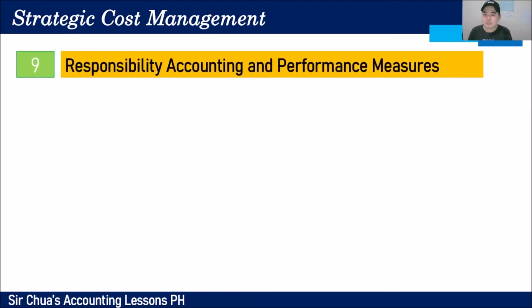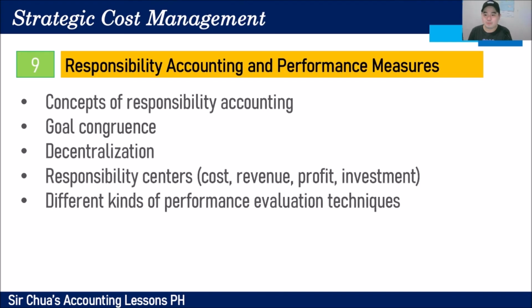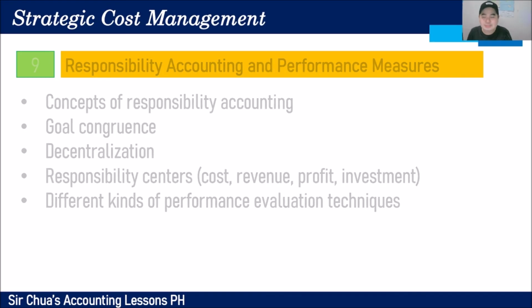And then we also have responsibility accounting and performance measures. So the concepts of responsibility accounting, goal congruence, and how can we describe a decentralized entity as opposed to a centralized entity. And then we also have responsibility centers: cost center, revenue center, profit center, and investment center, and the different kinds of performance evaluation techniques. That is responsibility accounting and performance measures.